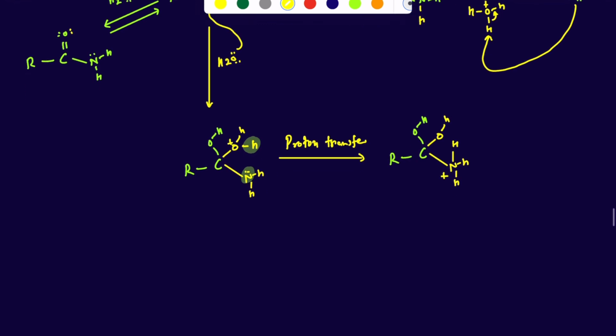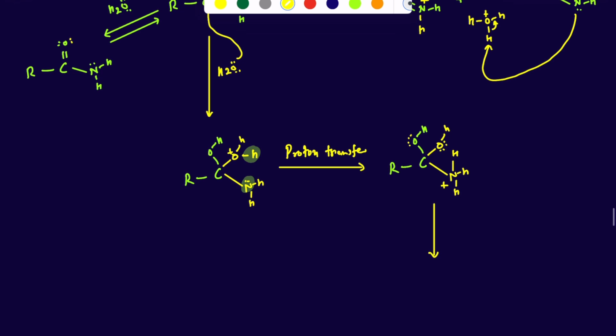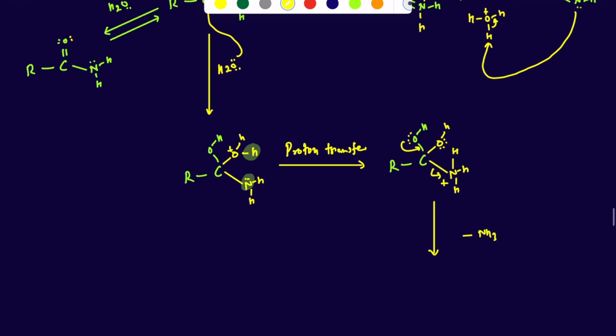Because the whole point is I want to make sure I'm making a good leaving group out of that nitrogen. Now that it's a good leaving group, I can use any one of those lone pairs from the oxygens to make the pi bond. Doesn't really matter, so I can make the pi bond here, and that gets knocked out. So you lose ammonia here, because that's a good leaving group.